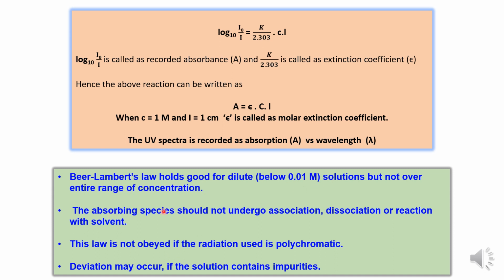The absorbing species should not undergo association, dissociation, or reaction with the solvent. This law is not obeyed if the radiation is polychromatic, and deviation may occur if the solution contains impurities. So these are some of the limitations of the Beer-Lambert's law.